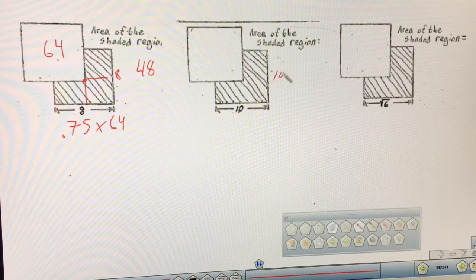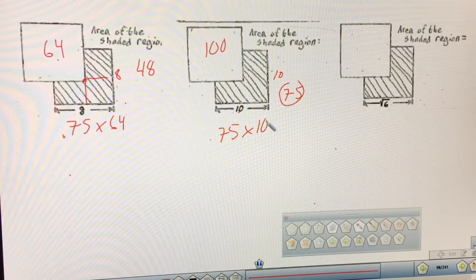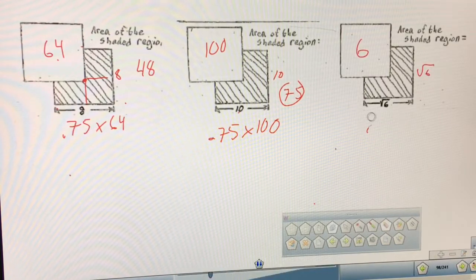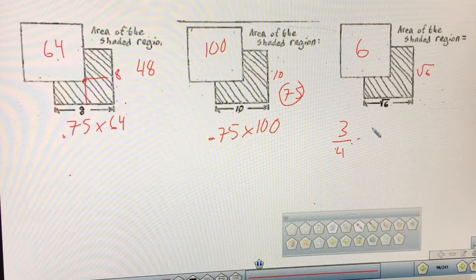Again, 10 times 10: the area of the entire square would be 100. But let's face it, 0.75 of 100 is just 75. You would do 0.75 times 100, and yes, you would get 75. Let's recall that root 6 times root 6 is root 36, and the square root of 36 is just 6. So if this side is root 6, the area is going to be 6. And 3/4 of 6 is 9/2 or 4.5.